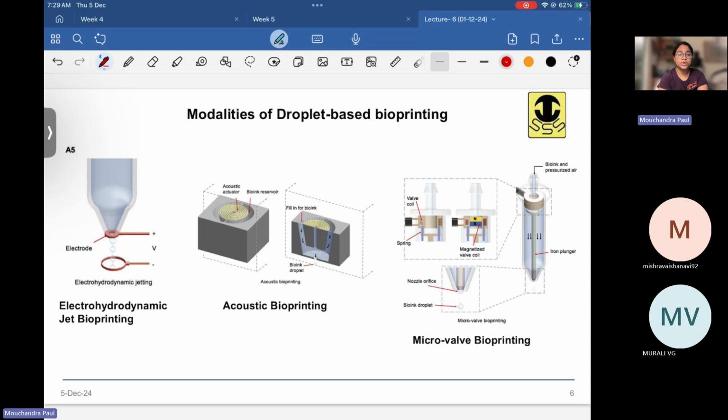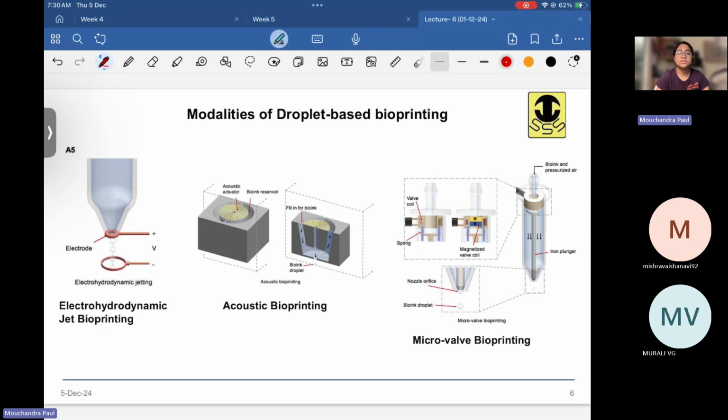First one is the acoustic bioprinting. Here we use sound waves to generate droplets. So what happens? There is a piezoelectric material, and to it there are interdigitated gold rings attached. So when you apply an electric field, the actuator changes its shape, and that also causes generation of sound waves through the gold rings. Now this sound wave travels through the bioink reservoir, which is just below it.